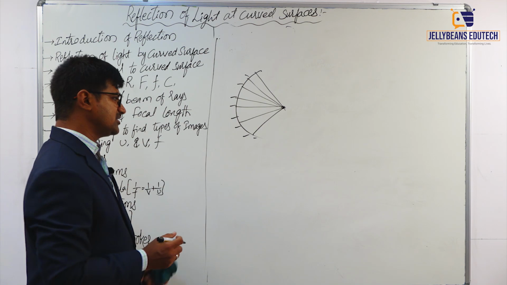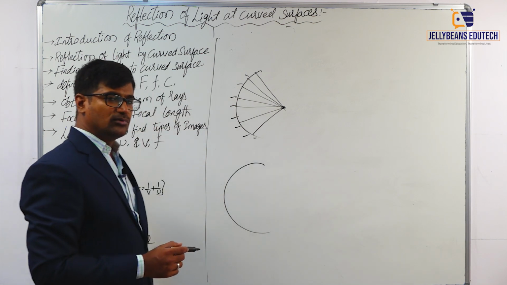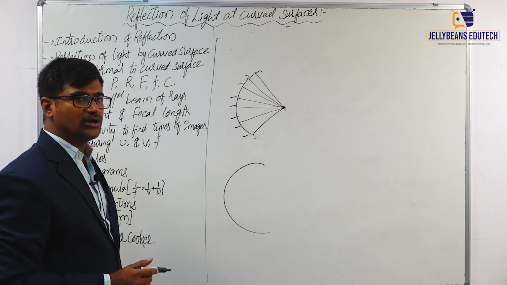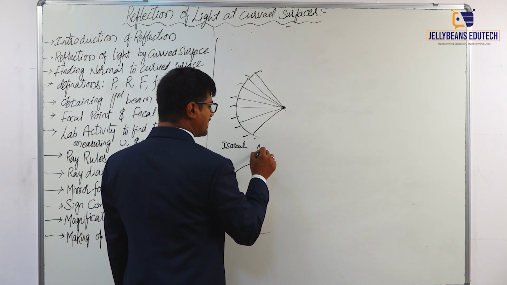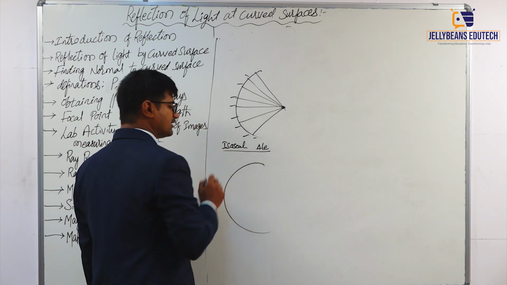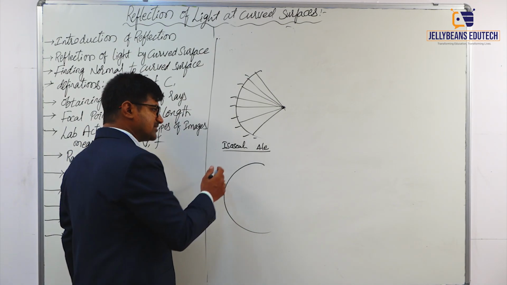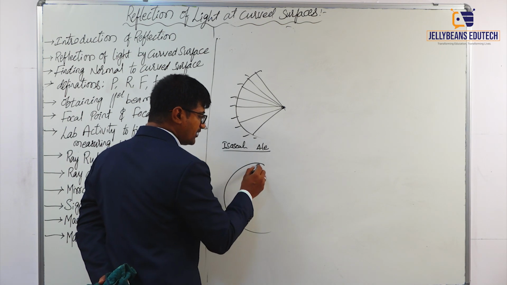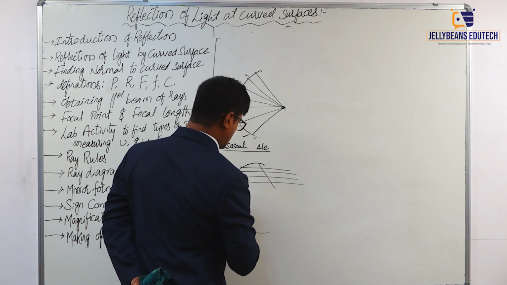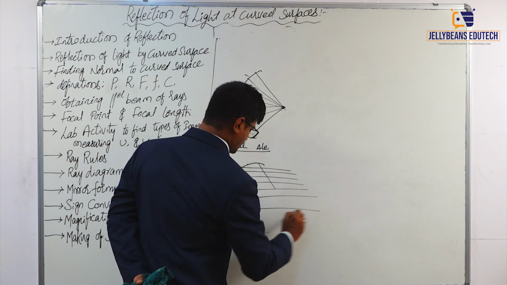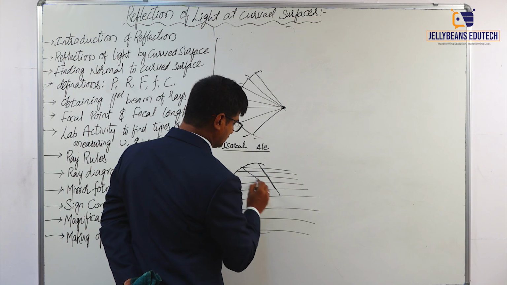That's why we consider a parabolic curve, and on that parabolic curve we place isosceles triangled mirrors. So when we consider isosceles triangled mirrors, then whatever light rays are incident on it parallel to the axis, all these light rays will converge at a point like this.